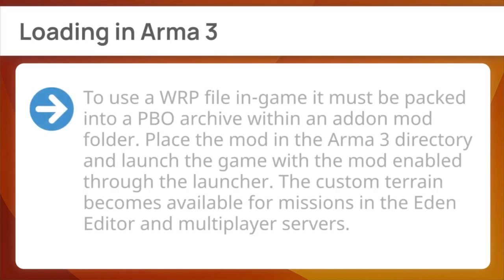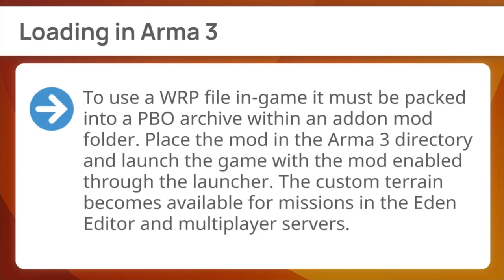Finally, loading in Arma 3. To use a WRP file in-game, it must be packed into a PBO archive within an add-on mod folder. Place the mod in the Arma 3 directory and launch the game with the mod enabled through the launcher. The custom terrain becomes available for missions in the Eden editor and multiplayer servers.